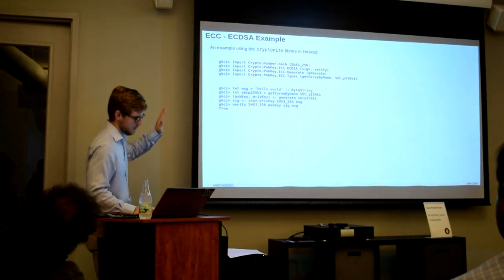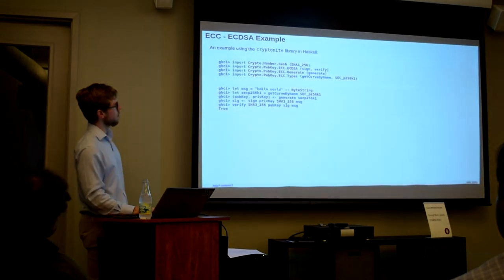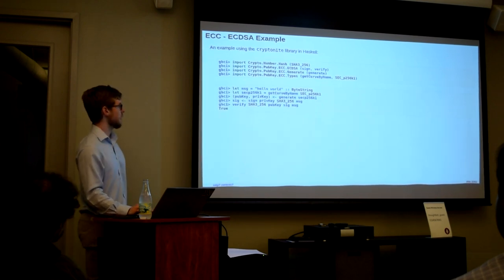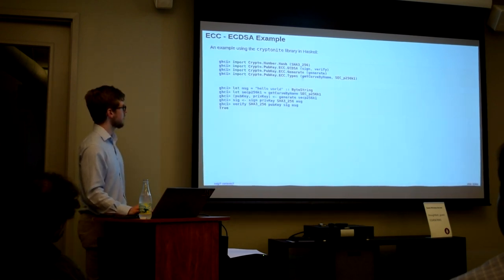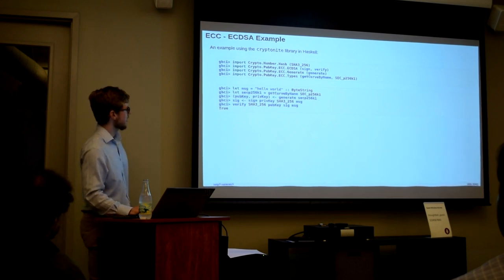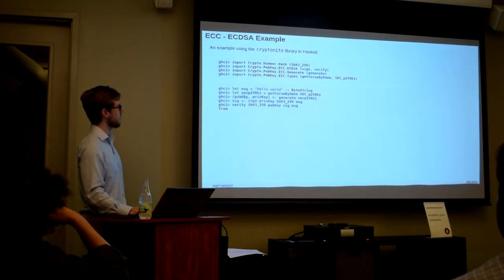So anyway, getting back to the example, we just have a quick message right here. Hello world. Couldn't think of anything better. You have this function get curve by name, which is in Kryptonite up here. You can see the curve that I'm using is also defined in Kryptonite. I call generate on the curve that I just constructed here. I get some random public and private key.